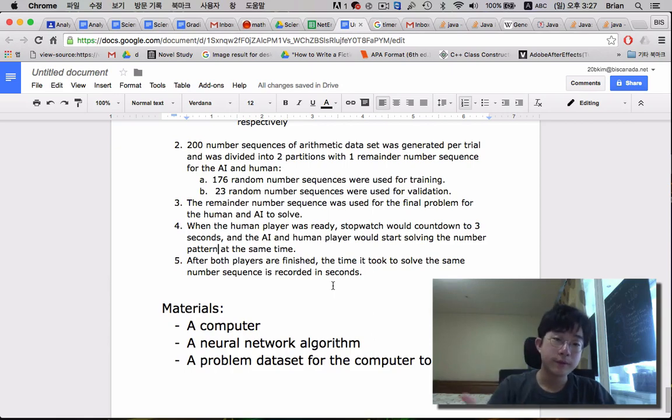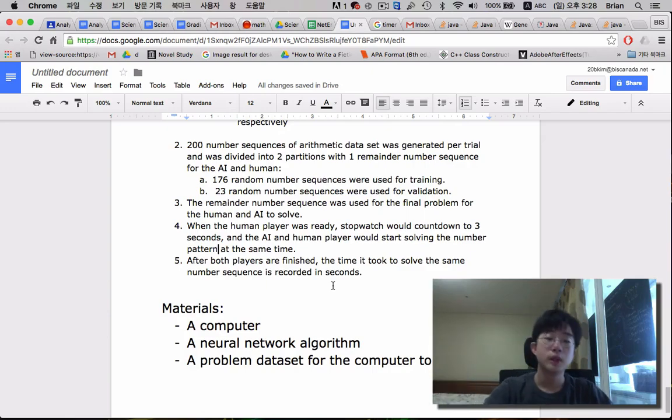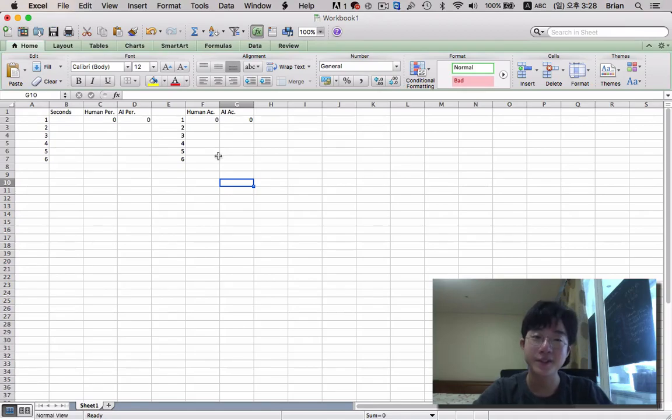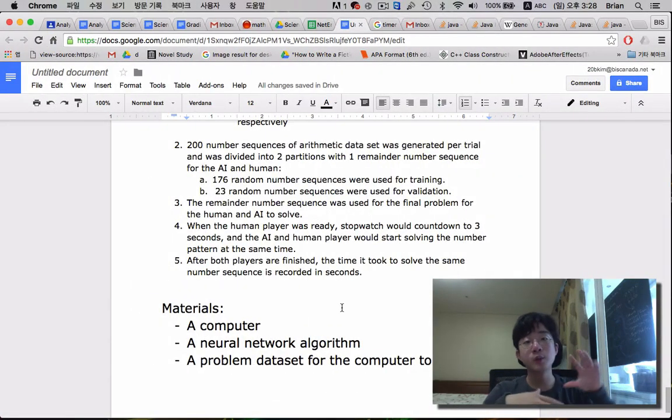And at step 5, after both players are finished, we're going to record the time it took to solve the same number sequence, and whether it's correct or not will be recorded in the PowerPoint. No, not the PowerPoint, in the Excel sheet. And also, it'll be recorded in seconds, not milliseconds, just average seconds.